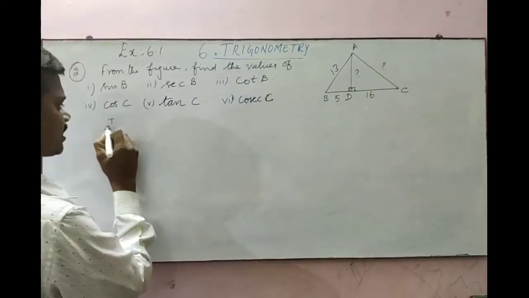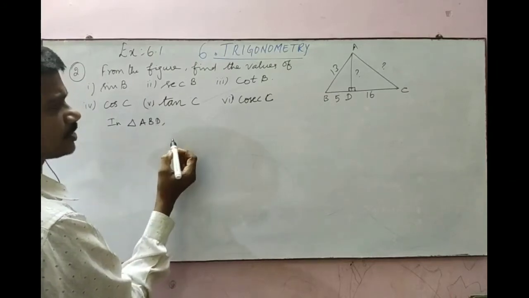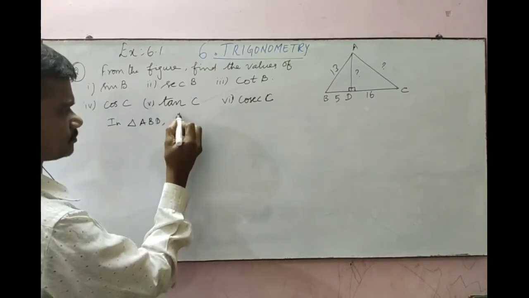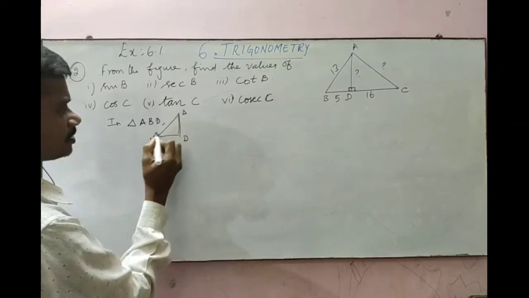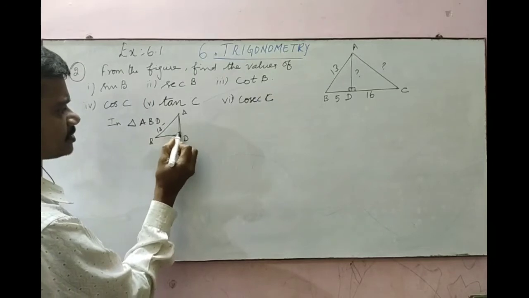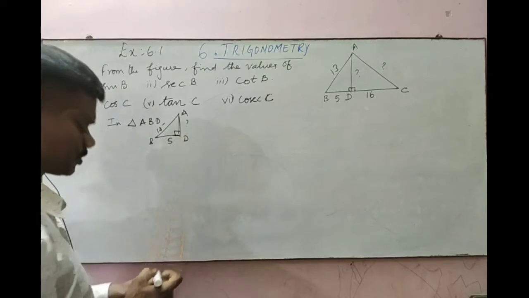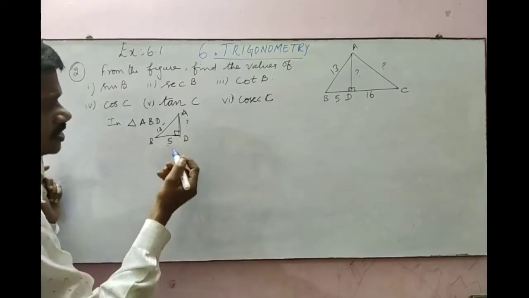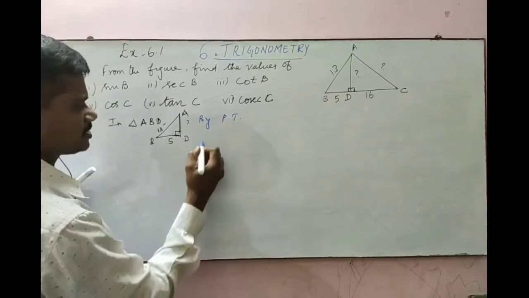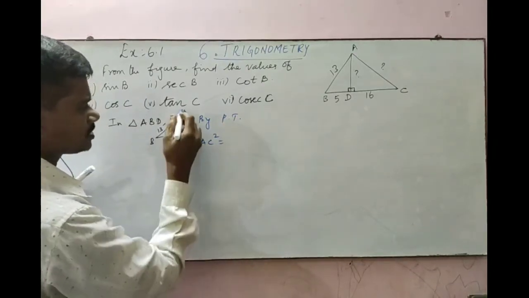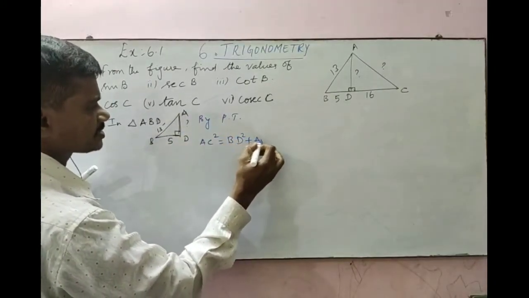First I am going to take the triangle. In triangle ABD, I am going to find the AD. So I take the triangle, here this side is 13, this is 90 degree, here 5. I am going to find this side AD. So how will you find this? Using the Pythagoras theorem. By Pythagoras theorem, the formula is AC square is equal to, this is the hypotenuse side, so AC square is equal to BD square plus AD square.